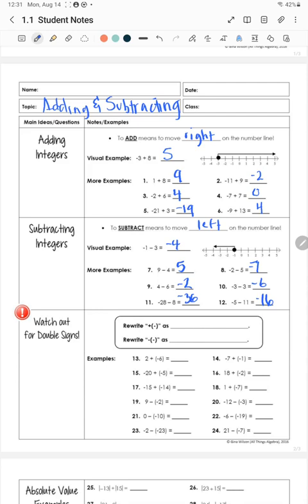All right, and last but not least, watch out for double signs. Here's that warning there. We write plus negative as subtraction. We subtract when we see this. When we see the plus sign and a negative symbol next to the plus sign, we subtract. And then we write a double negative as addition.